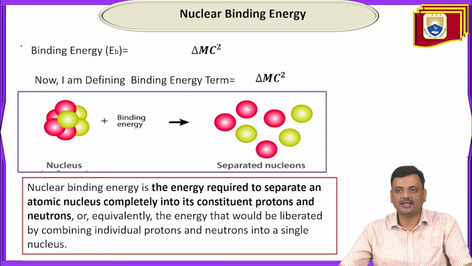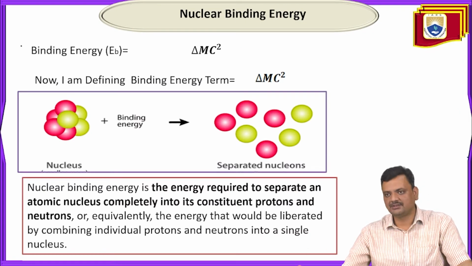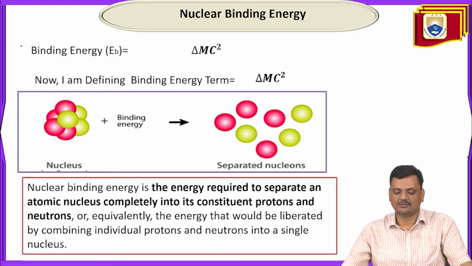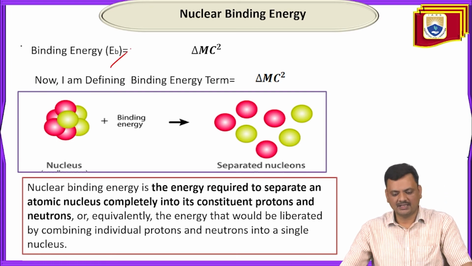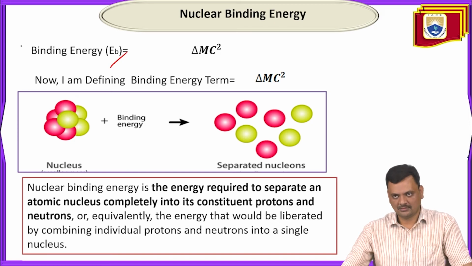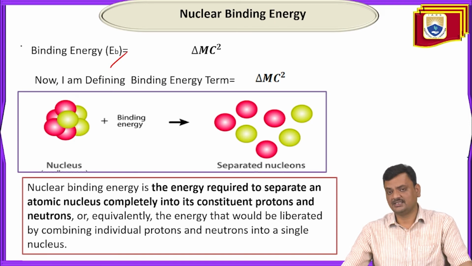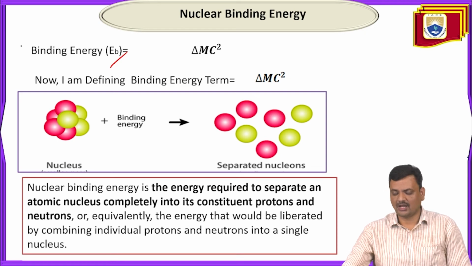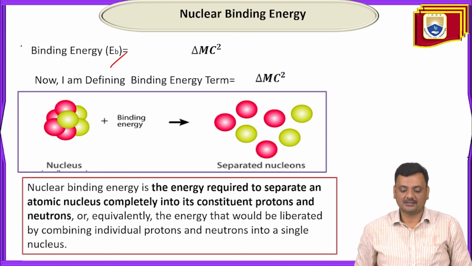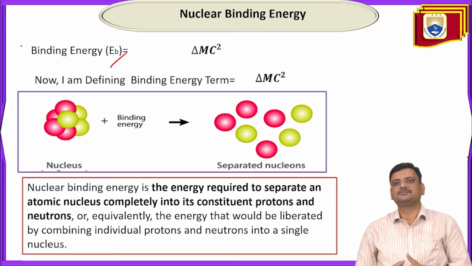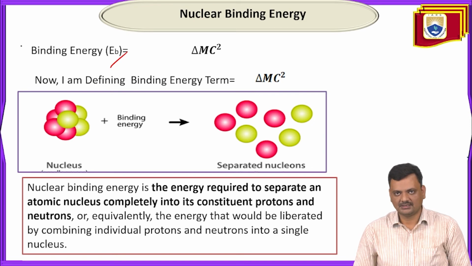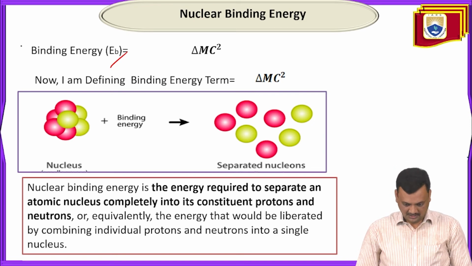So what is the binding energy? That mass defect is converted into binding energy, denoted by EB, and EB is equal to delta M multiplied by c square, the square of the velocity of light. This is the mass-energy equivalence relation given by Einstein. So the binding energy is delta M multiplied by c square.